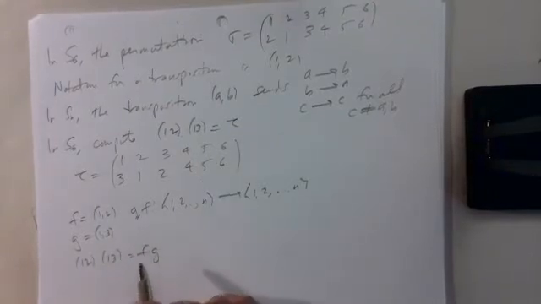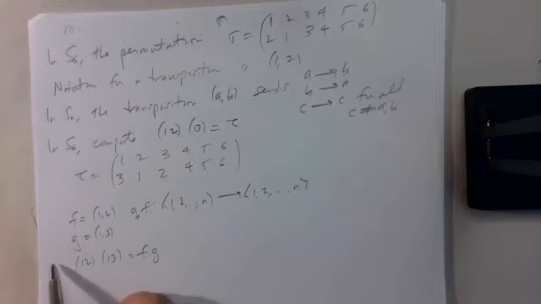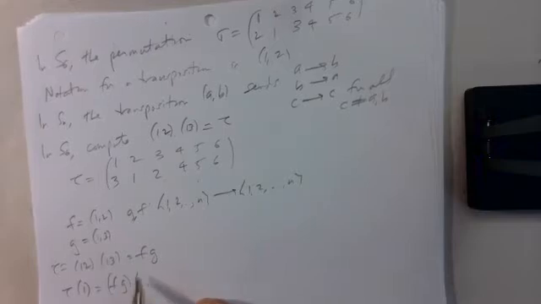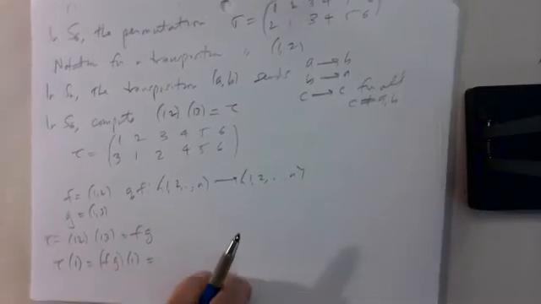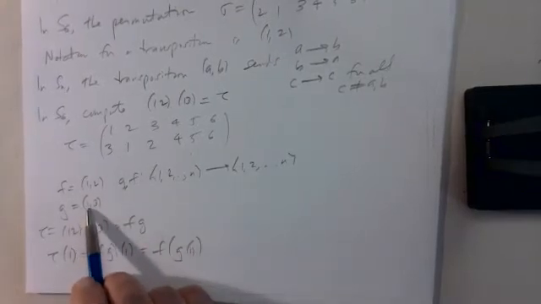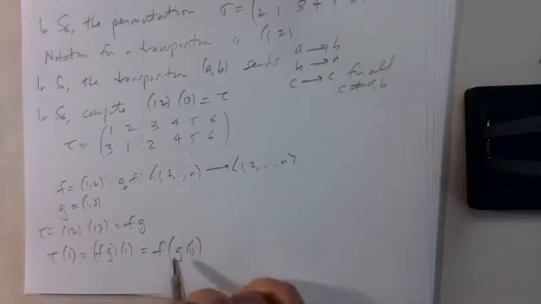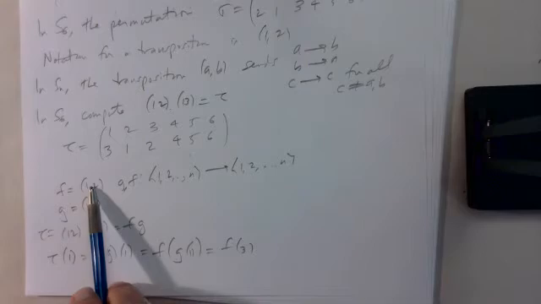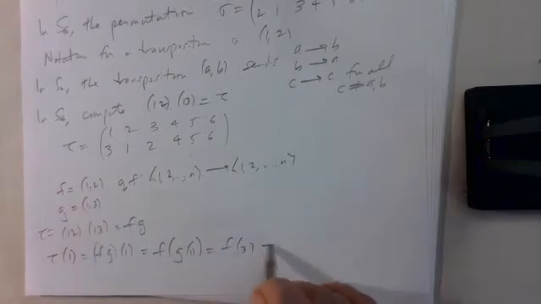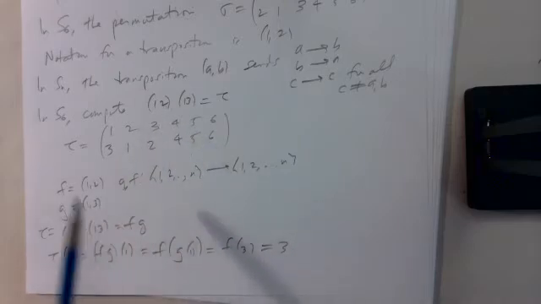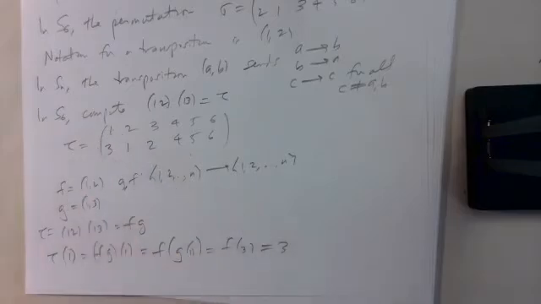So this is what I'm calling tau. So what is tau of 1? That's fg of 1. This is composition of functions. So this is f of g of 1. g is this transposition 1, 3. It sends 1 to 3. So g of 1 is 3. What is f of 3? Well, f interchanges 1 and 2 and fixes 3. So f of 3 is 3. So when you compose these two transpositions, 1 ends up at 3. For example.